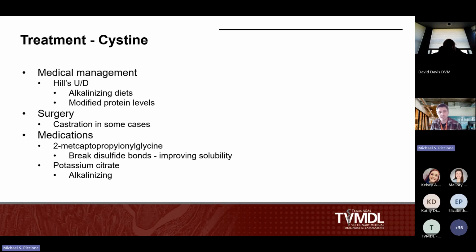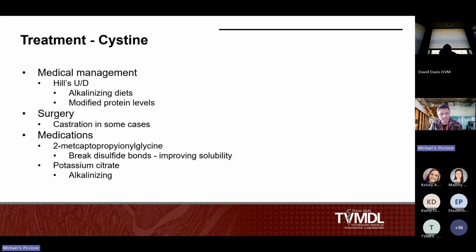I will emphasize here that typically these medications are given in addition to diet. It's typically not recommended to rely on medication alone, for reasons that we'll talk about in a second with our ammonium urates. But like I said, caution should be used. Many times it's mentioned that it should be given in conjunction with these dietary therapies.